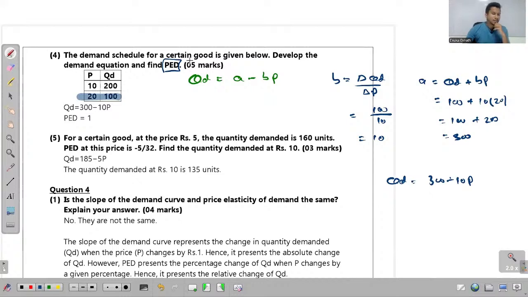right? PED. So this was a problem to some of your friends, maybe to you, because some of you asked me that here I haven't mentioned that you need to calculate PED specifically for this price or for that price.